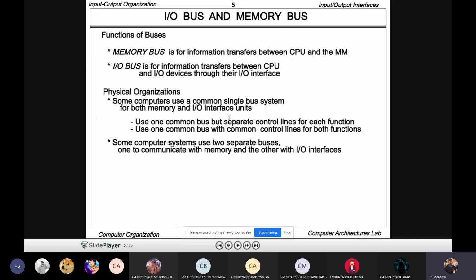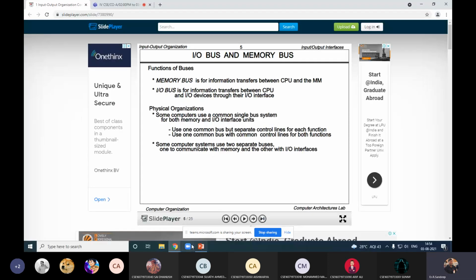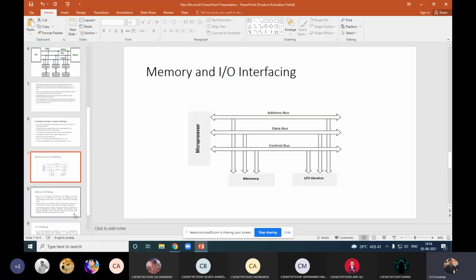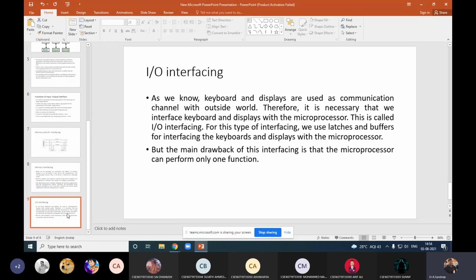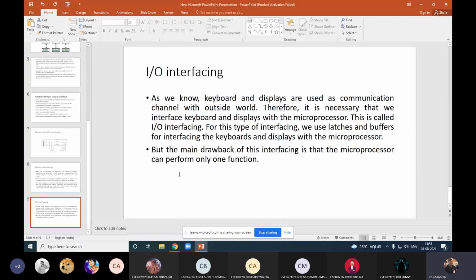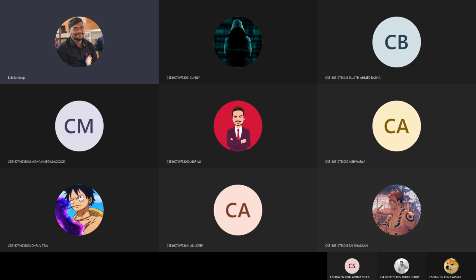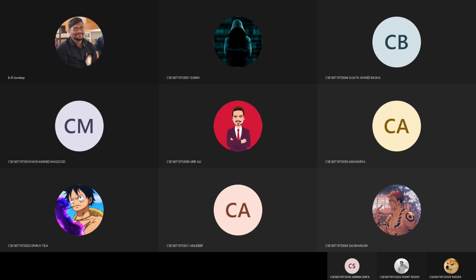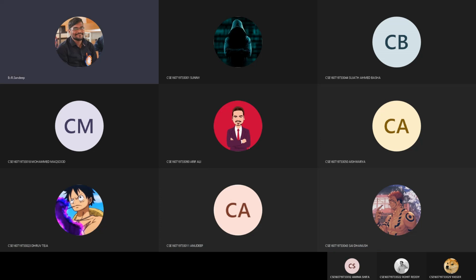So that is just a brief about memory and IO interfacing. The memory interfacing is mainly used in the case of decoding the instruction, and the IO interfacing is mainly used in the case of the devices from where we take the data and where we send the data. So that's it. That's about the memory and IO interfacing topic. These are all small topics only.